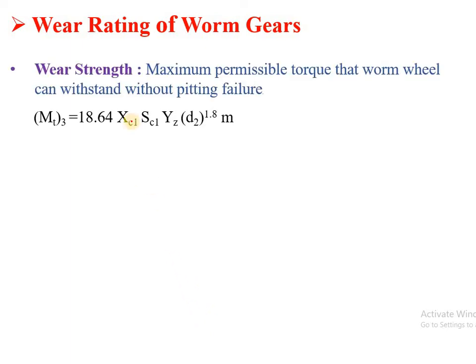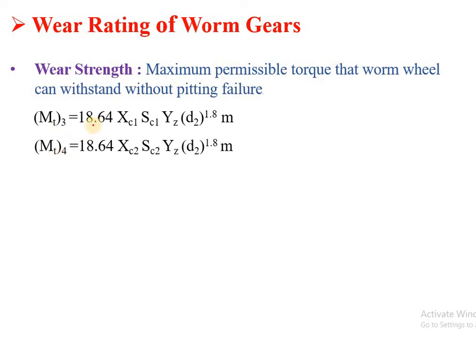Next, we'll talk about the wear rating of worm gears. Wear strength has the same definition as before: the maximum permissible torque that the worm wheel can withstand without pitting failure. In the previous definition, it was the maximum permissible torque that the worm wheel can withstand without bending failure. Again there are two formulas, MT3 and MT4.